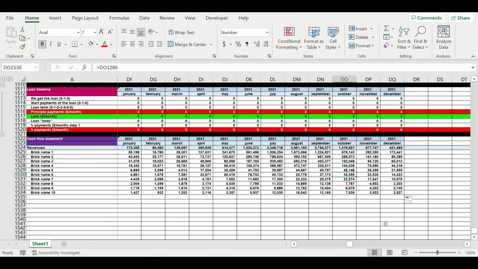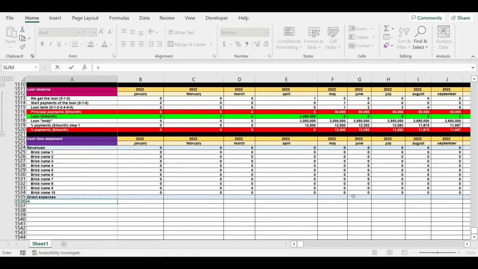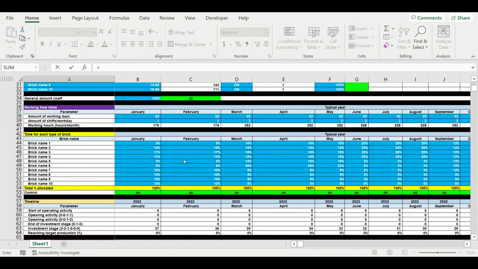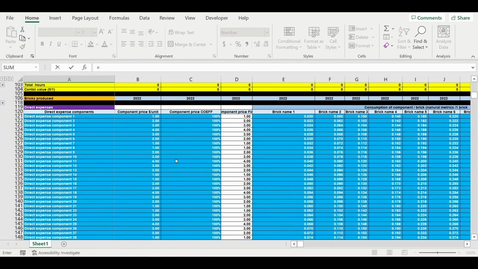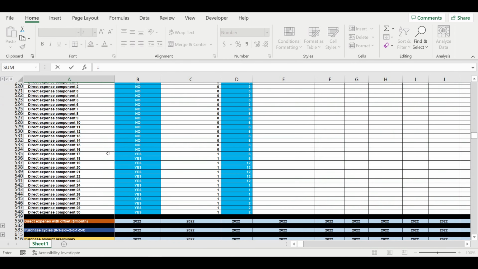Then I have to add direct costs. So I'm creating the block of expenses called direct expenses. Then I'm going to the top and moving from top to bottom, searching for direct costs. So here are the inputs. We're looking for the red lines with expenses.